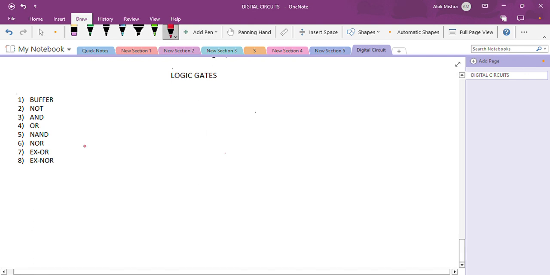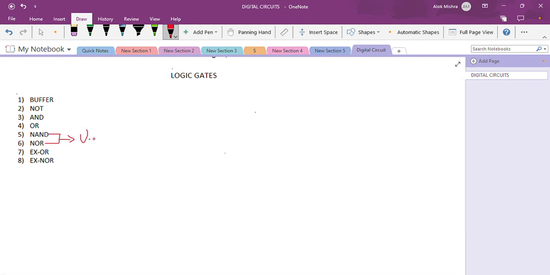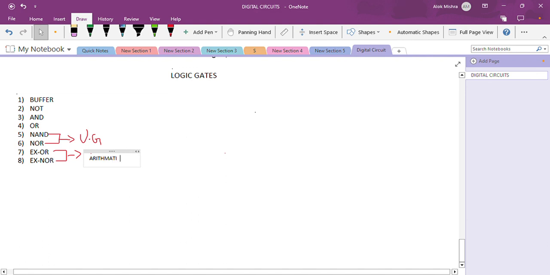Of these, NAND and NOR are universal gates. XOR and XNOR are the arithmetic and special purpose gates. Two more operators we already covered, right? That is inhibition and implication. So include those also. Those gates are also called universal gates: inhibition and implication.